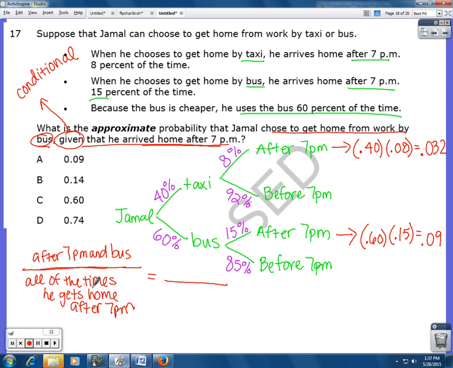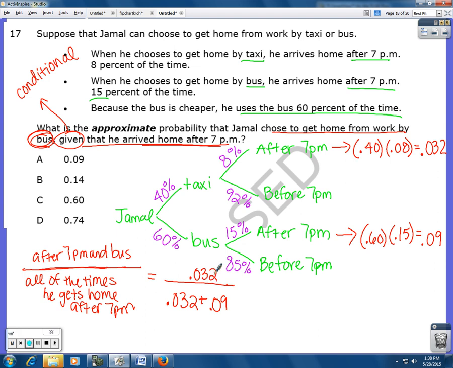So out of all the times he gets home after 7 p.m., and we just found out after 7 p.m. if he took a taxi, that's the chance of that. And after 7 p.m. if he took a bus, that's the chance of that. So that's out of all the times that he could get home after 7 p.m. And then we're looking specifically for the probability that he got home on a bus after 7 p.m.